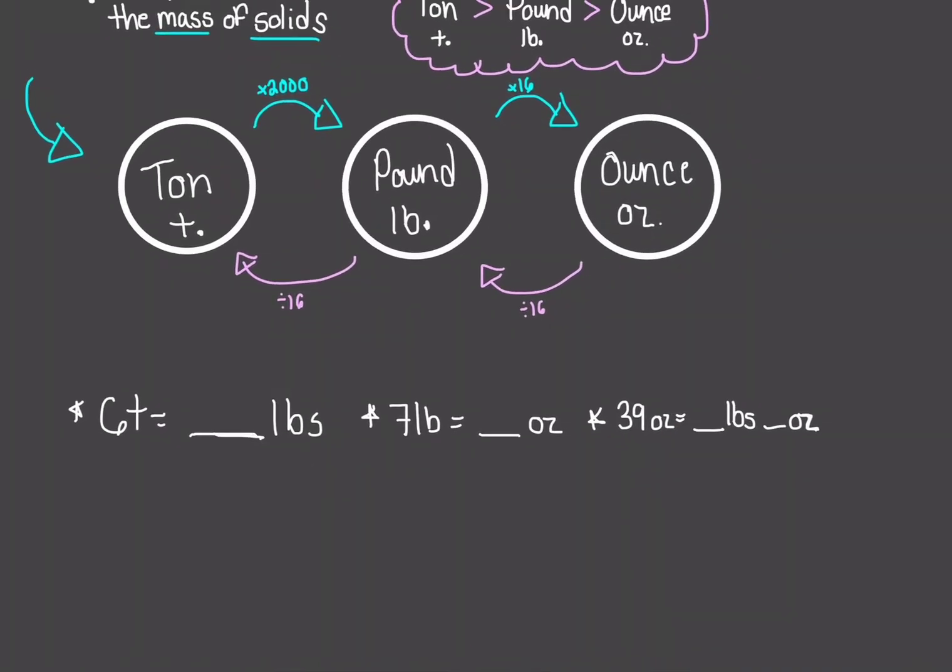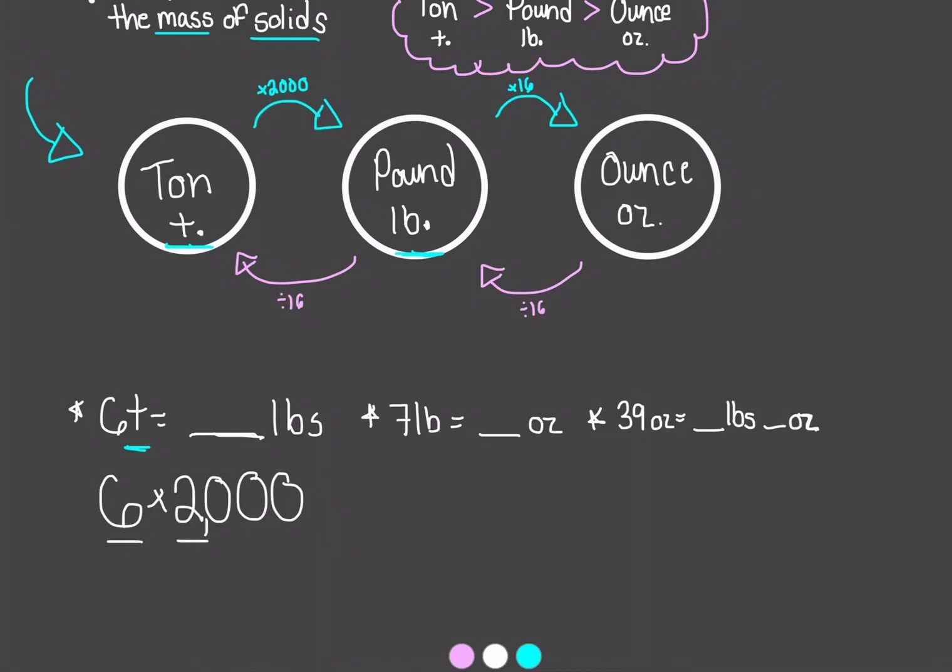The first problem, we're going from 6 tons, so we're starting here, and we're going to pounds. So that's going to take 1 jump. We write down what we start with. We start with the number 6 because we have 6 tons. To go from tons to pounds, we're going to have to multiply, follow the blue arrows, multiply by 2,000.